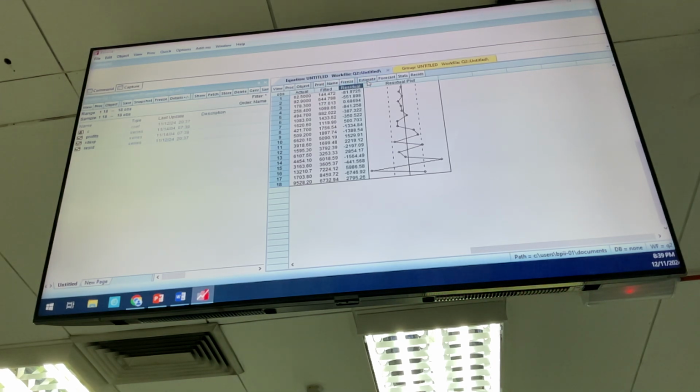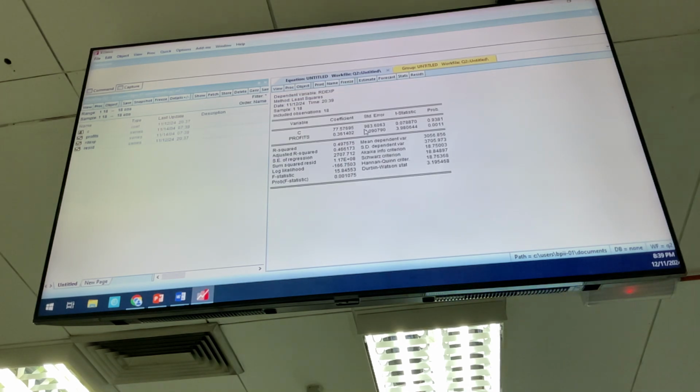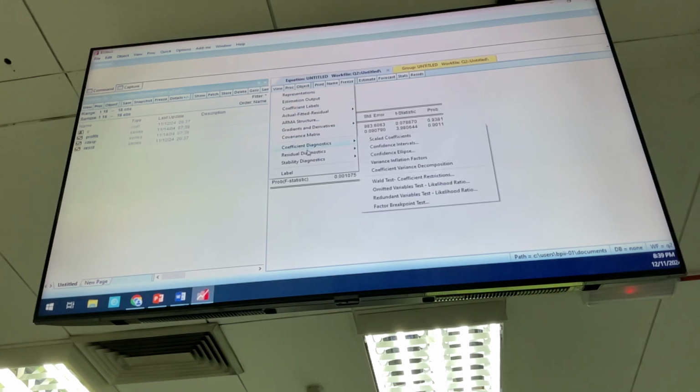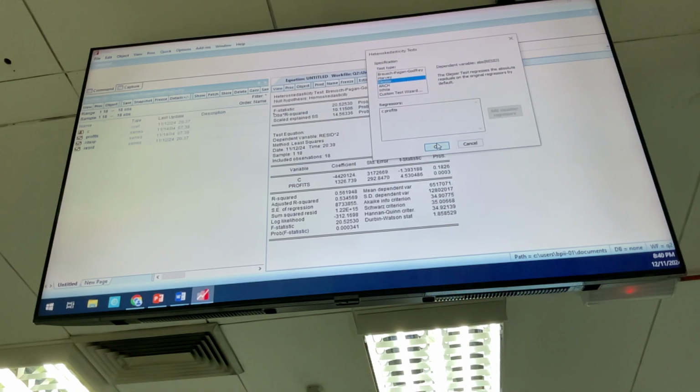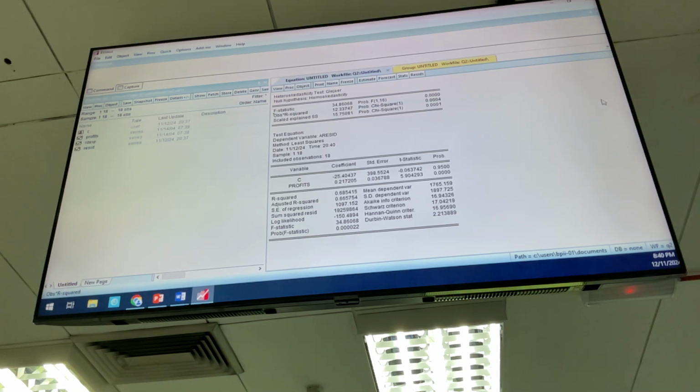So you estimate the model, and then to perform the test, just go to view, residual diagnostics, heteroscedasticity test, and perform the tests. Four tests: Breusch-Pagan, Glejser, Harvey, ARCH. So for the Breusch-Pagan, the result suggests there is a heteroscedasticity problem. How about Glejser? The Glejser is the same as well. Okay, and Harvey, ARCH.